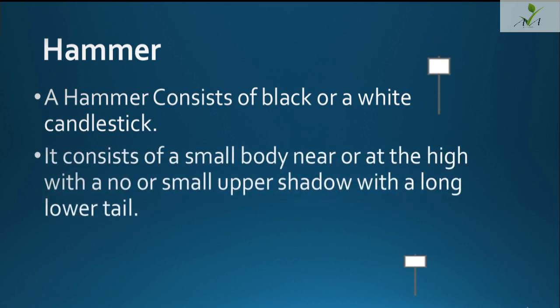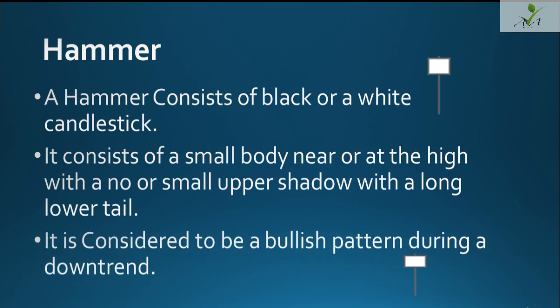It consists of a small body near or at the high with no upper shadow or a small upper shadow with a long lower tail. It is considered to be a bullish pattern during a downtrend.